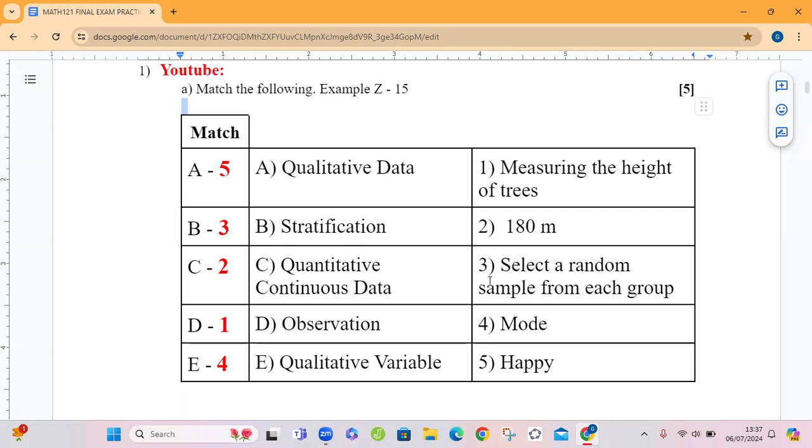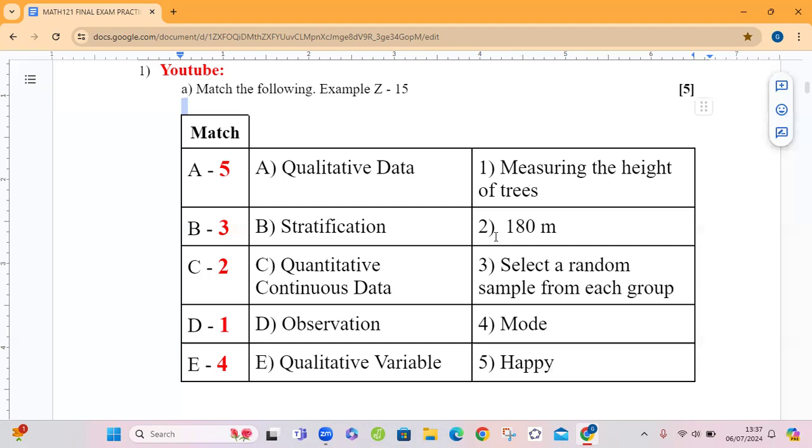Stratification deals with the selection of a random sample from each group. So the population will be in groups, and from each of the groups, a random sample will be taken. So that is stratification. Part C, sorry. C is quantitative continuous data. Quantitative continuous data number 2 was matched to 2. C was matched to 2.